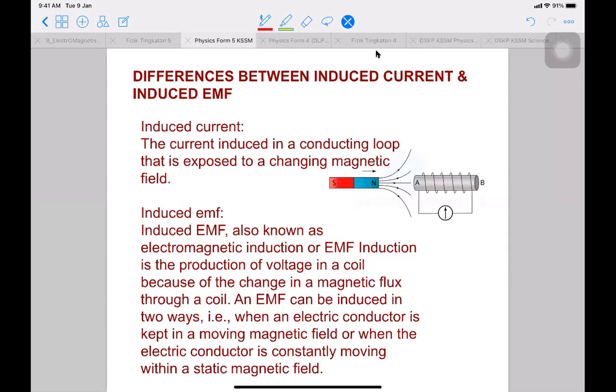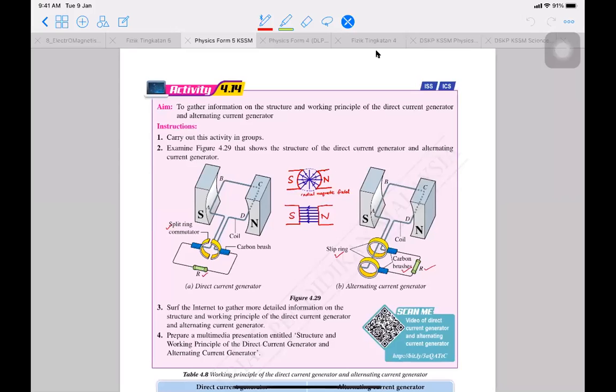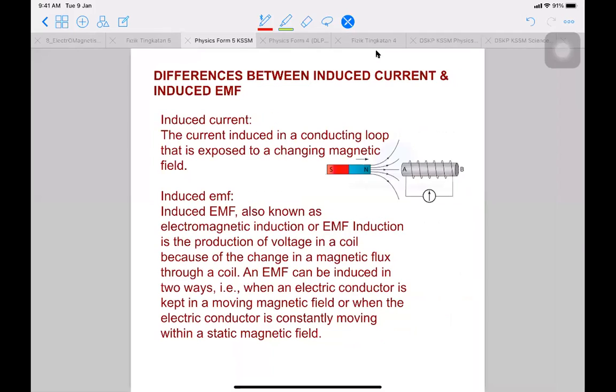Macam apa yang kita sudah bincang, like this one lah. Ini adalah the coil is in between a static magnetic field. So this is one way to produce the induced EMF in a generator, right? So later on, I will post this one in your group so that you can refer back the differences between these two quantities. Okay.